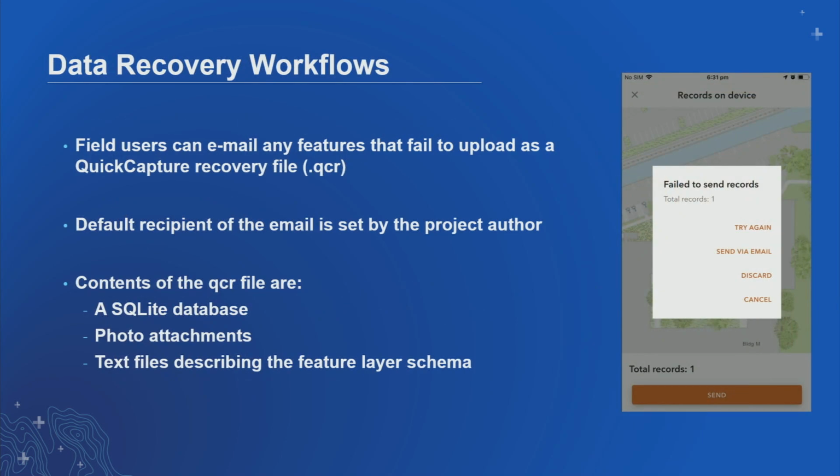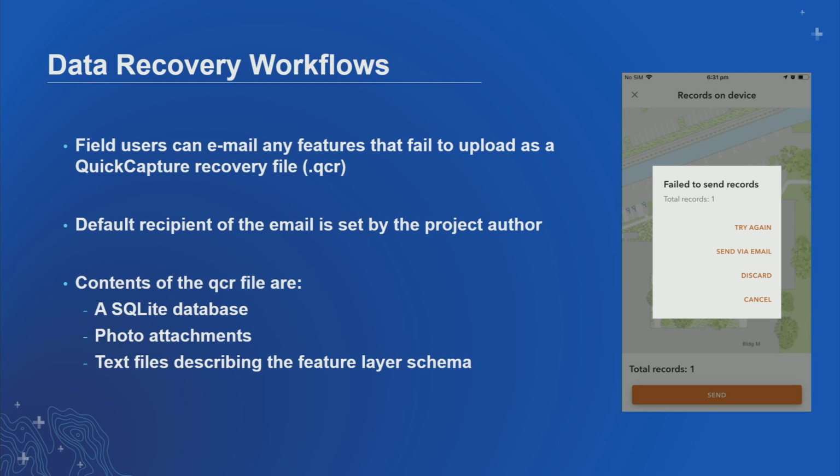Okay, so we mentioned a little bit before about data recovery. There might be situations where users of the project or the app are unable to submit data. Maybe someone's unshared the feature service, maybe you've got connectivity issues. You know, there are situations where this could happen. So the user can either try again, which may not help, or the other option they have is to send the data via an email.